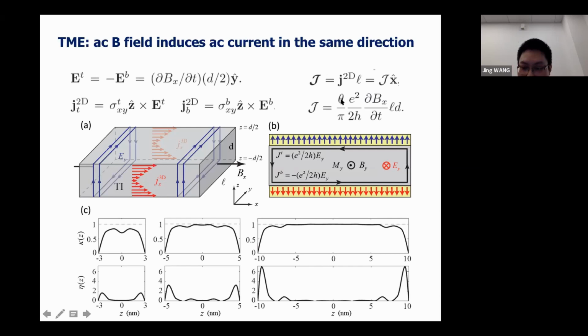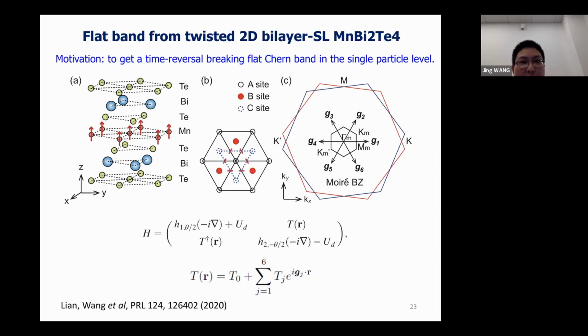So finally, I will talk about a very simple proposal from the twisted 2D bilayer of manganese bismuth telluride. For a monolayer, 1-2-4, this is the unit cell. So this is a septal layer. For one unit cell, you have a septal layer, and the two bilayer of septal layer, namely, you have the 14 layers, right? 14 layers, because one monolayer is 7 layers, right?